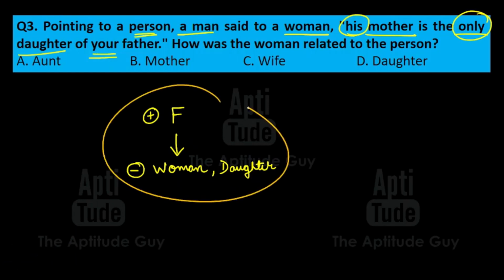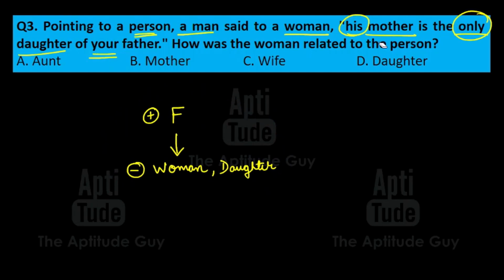Now we forget about this part. Now let's talk about the other part. His mother. Whose mother? The person's mother. Okay? The person's mother is a female and the person is a male. Now, what have they told about the mother over here? Let me write it as mom.